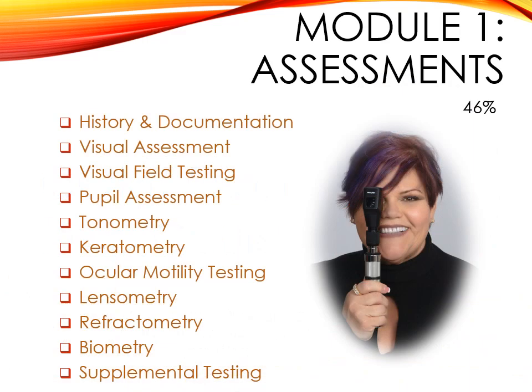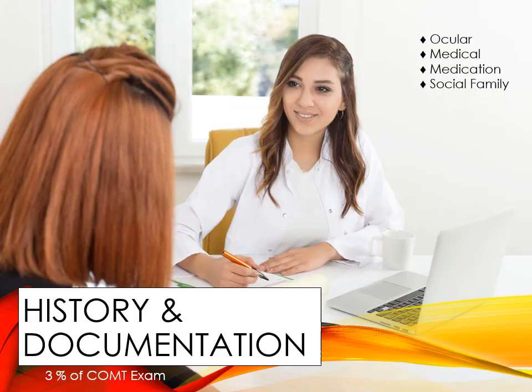Module 1, Assessments. Questions in this section will comprise 46% of your COMT exam. Our first section is History and Documentation. Questions from this section will comprise approximately 3% of your exam.